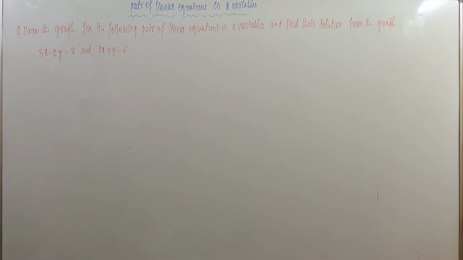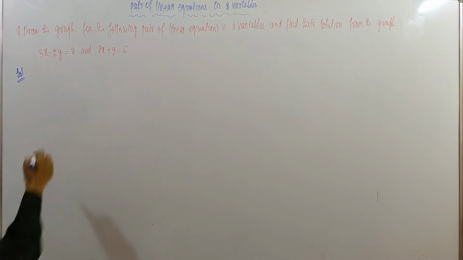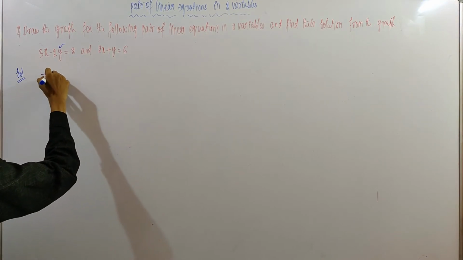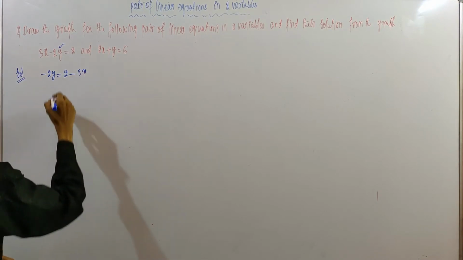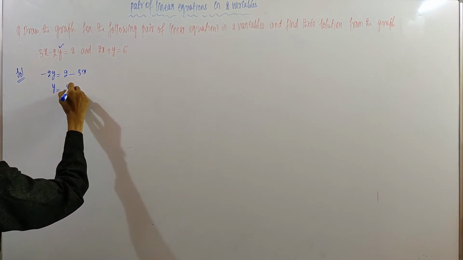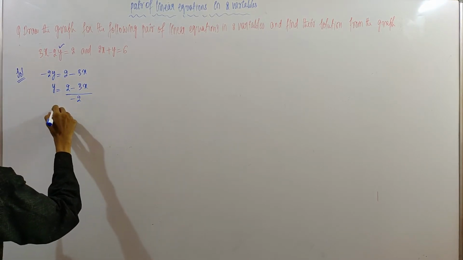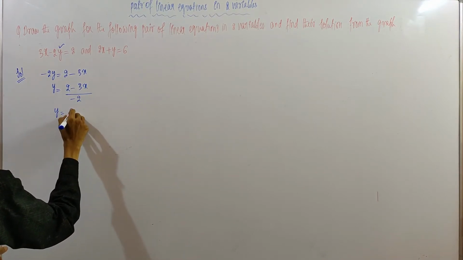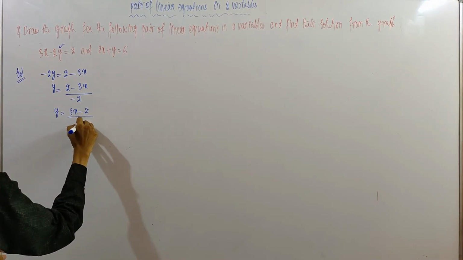Draw the graph for the following pair of equations in 2 variables. Find their solution from the graph. Now we have done this kind of question. Get the value of y from equation 1. We have minus 2y is equals to 2 minus 3x. Now y will be y is equals to 2 minus 3x divided by minus 2. Now multiply this minus sign to the numerator, so minus into minus is plus, minus into plus will become minus. So this will become 3x minus 2 divided by 2.